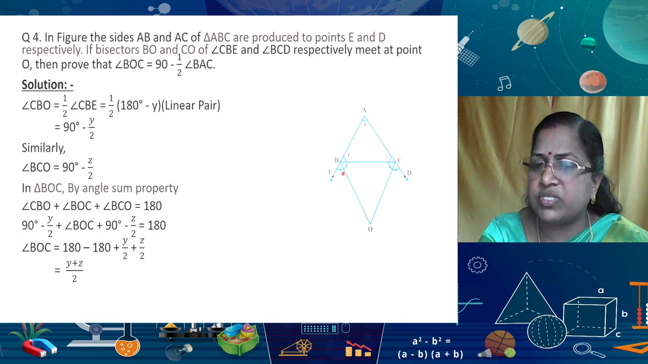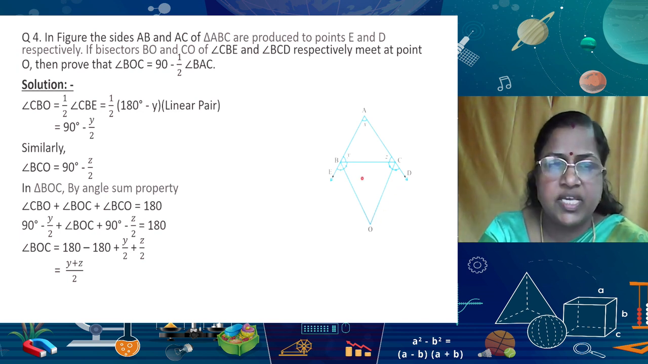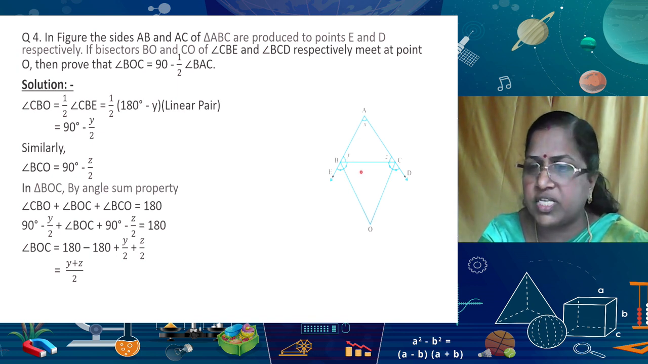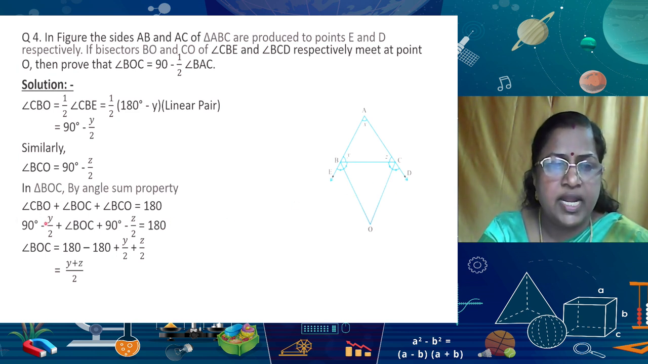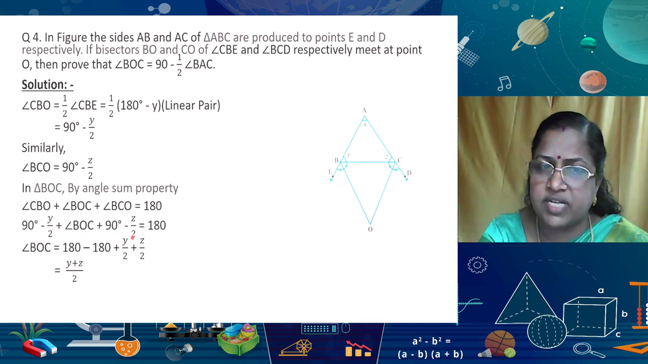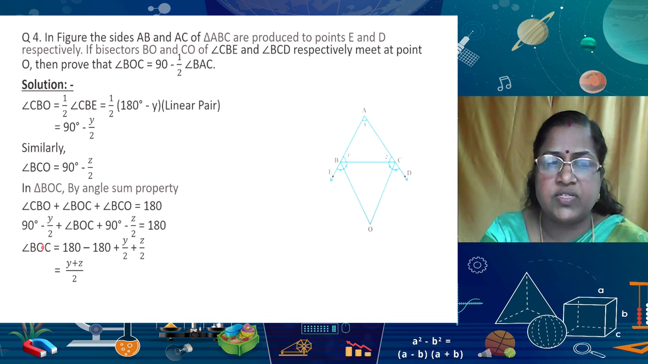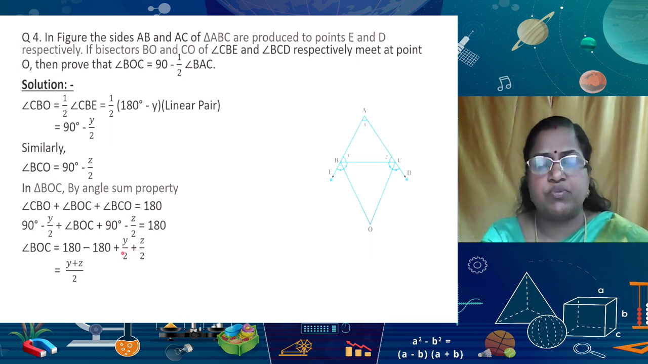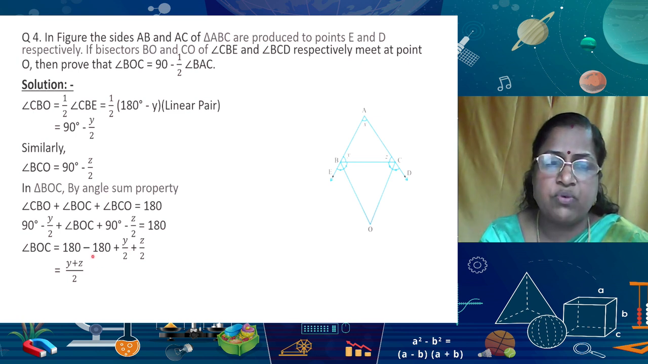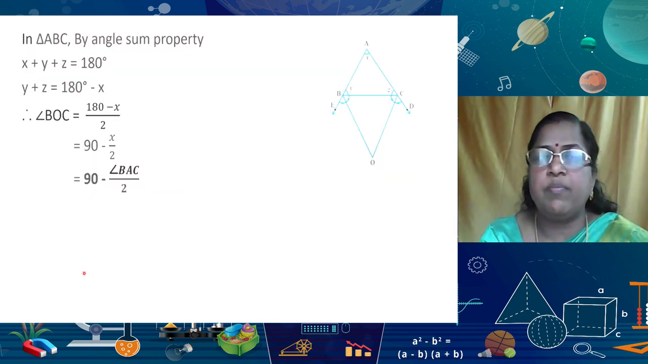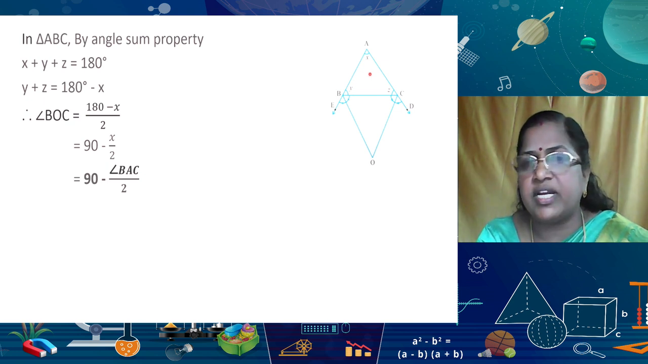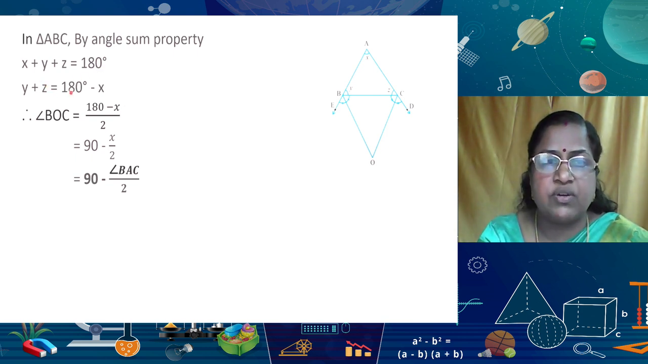Now in triangle BOC, angle CBO plus angle BOC plus angle BCO is equal to 180. Substituting the values, 90 minus Y by 2 plus angle BOC plus 90 minus Z by 2 is equal to 180. Transposing the Y by 2 and Z by 2, they become plus, and 180 cancels, so angle BOC is equal to Y plus Z upon 2. Now in triangle ABC, by the angle sum property, X plus Y plus Z is equal to 180 degrees. So Y plus Z is equal to 180 minus X.